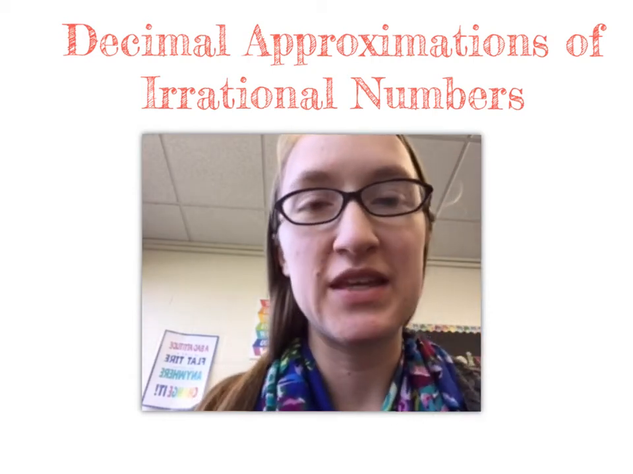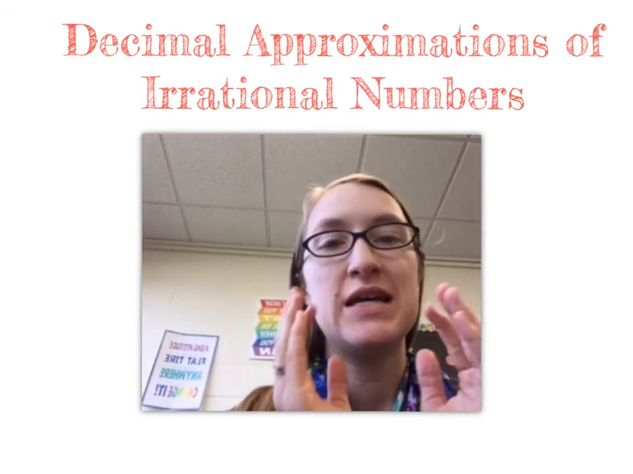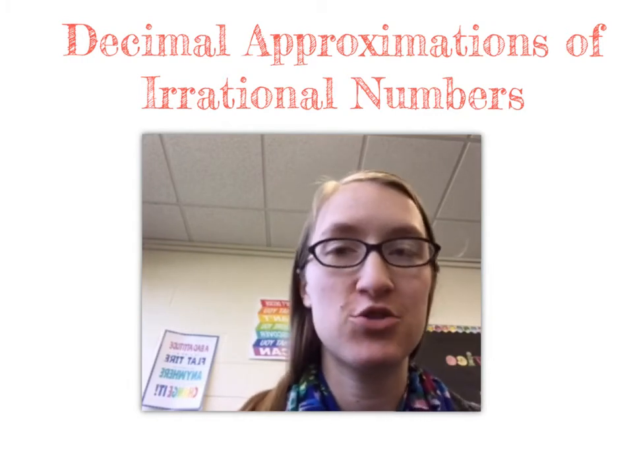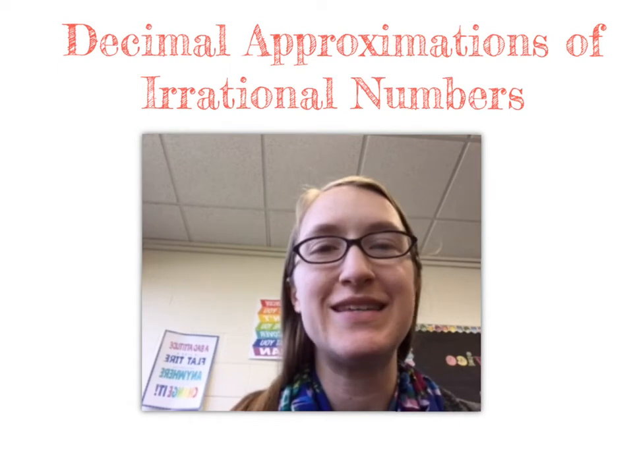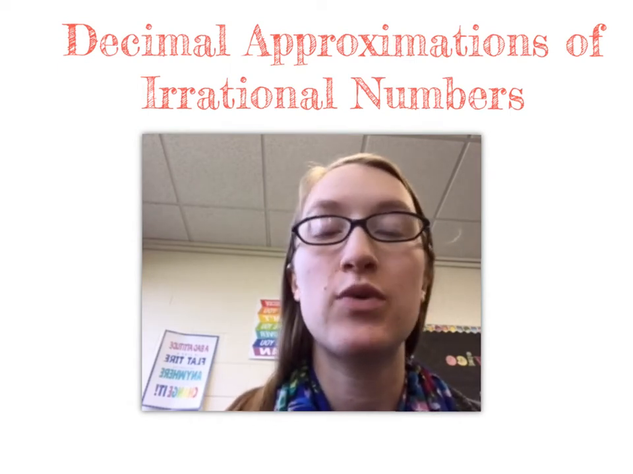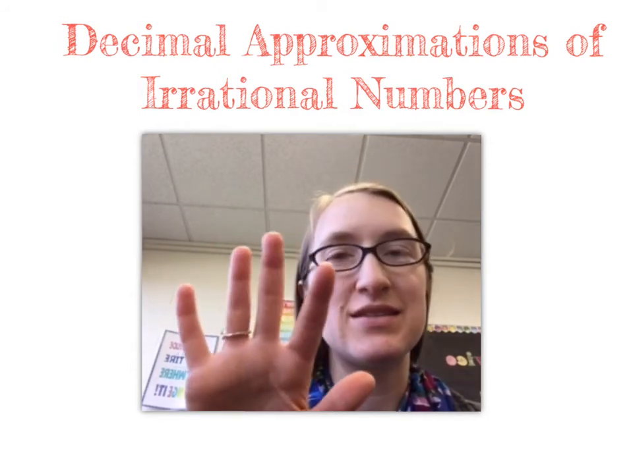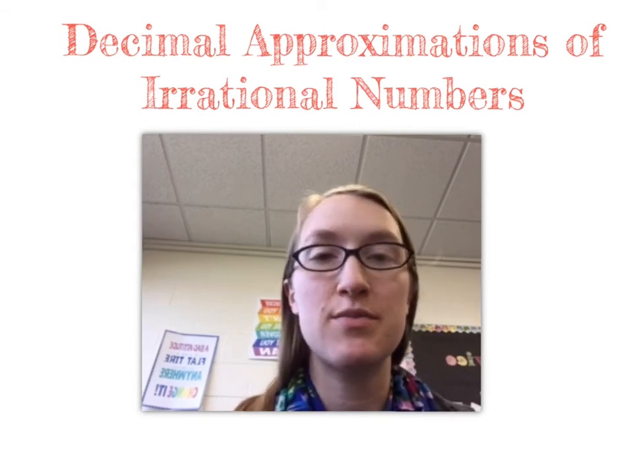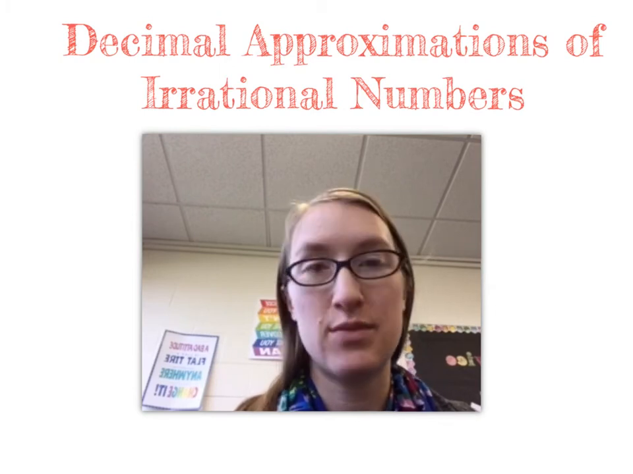Okay, everybody. Yesterday we talked about the difference between rational and irrational numbers. Today we're talking about decimal approximations of irrational numbers. Basically, a decimal approximation is a decimal that gets close to the irrational number. It's the best way we can estimate or say the number that it's about, right? So if you want to write in your notes, approximation equals about or approximately.